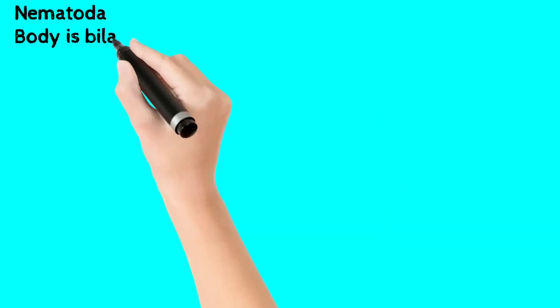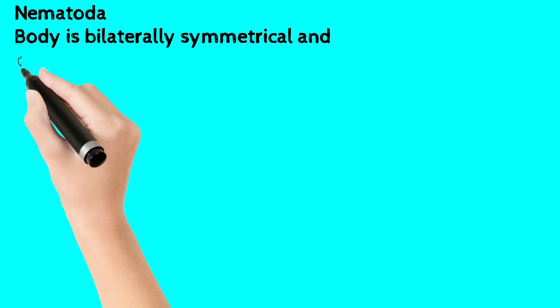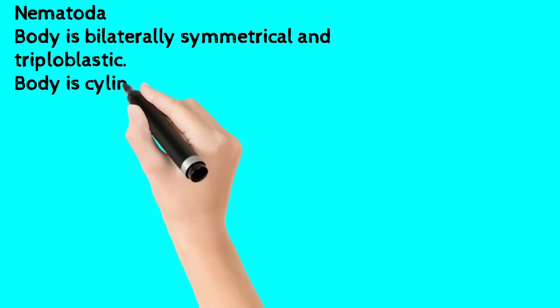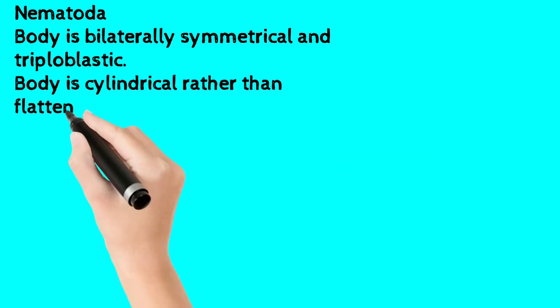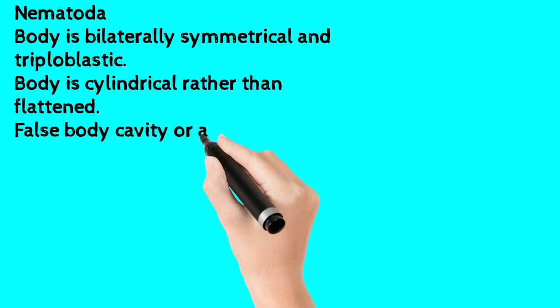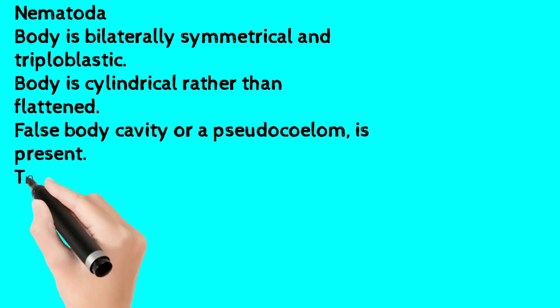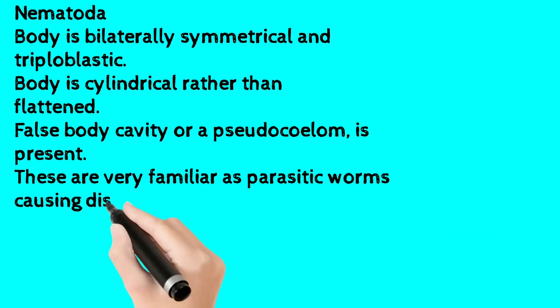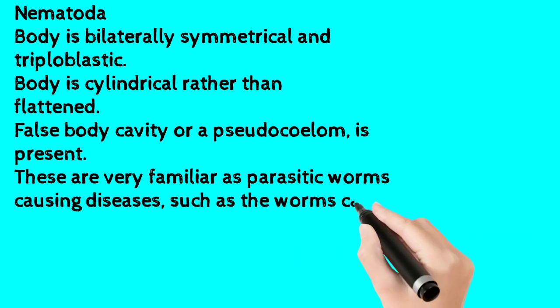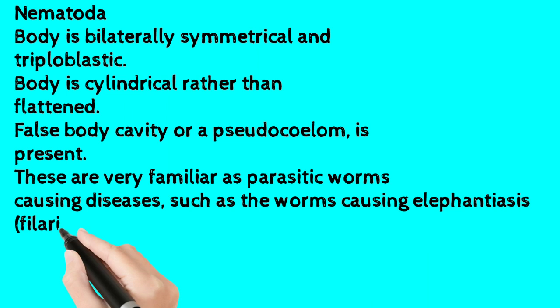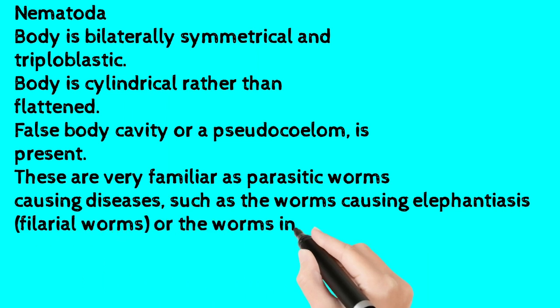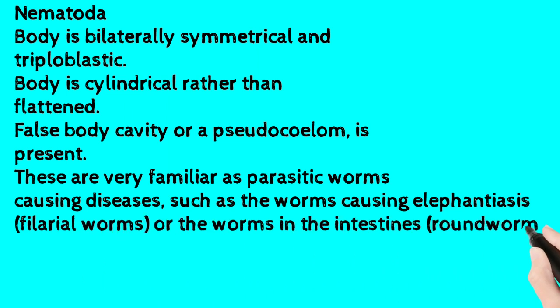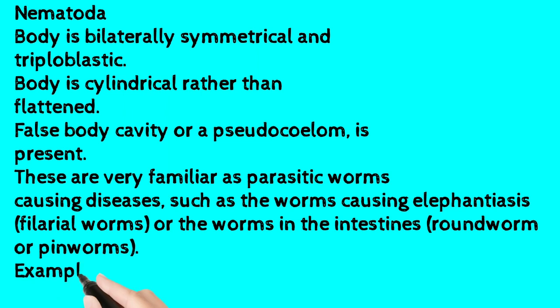Nematoda. Body is bilaterally symmetrical and triploblastic. Body is cylindrical rather than flattened. A false body cavity or pseudocoelom is present. These are very familiar as parasitic worms causing diseases, such as the worms causing elephantiasis, filarial worms, or the worms in the intestines, roundworm or pinworms. Examples: Ascaris, Wuchereria.